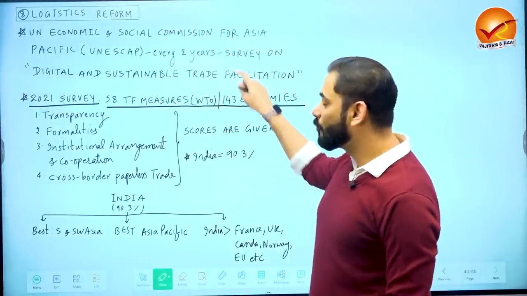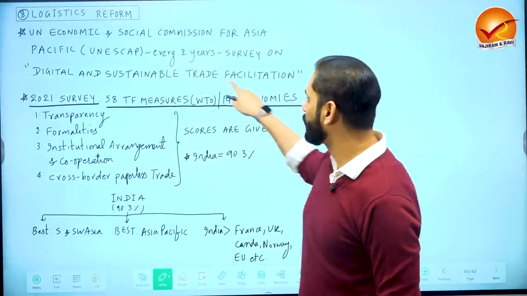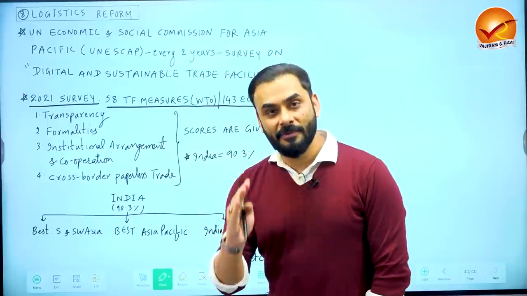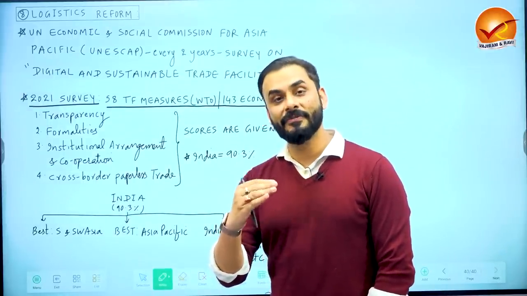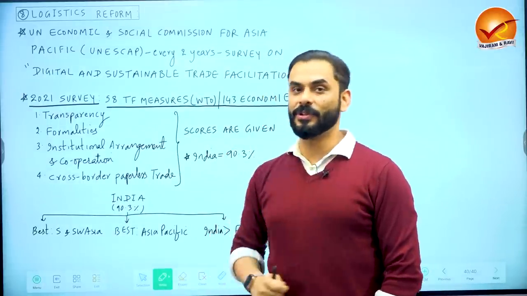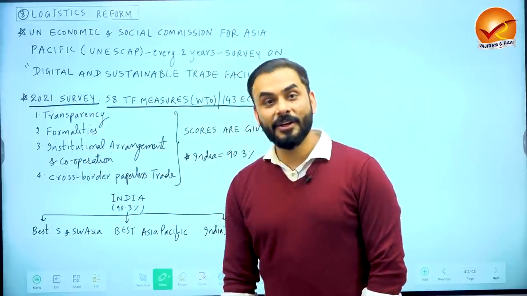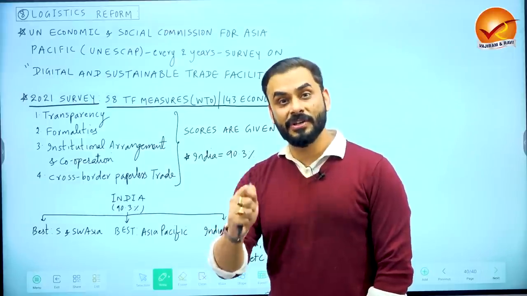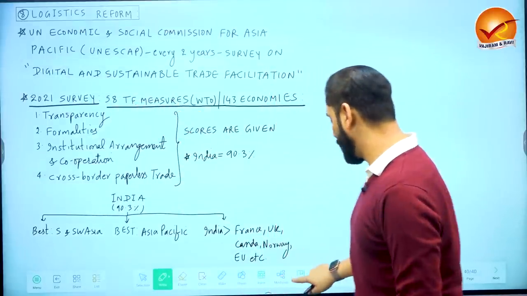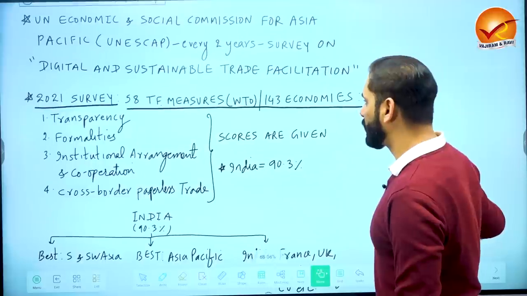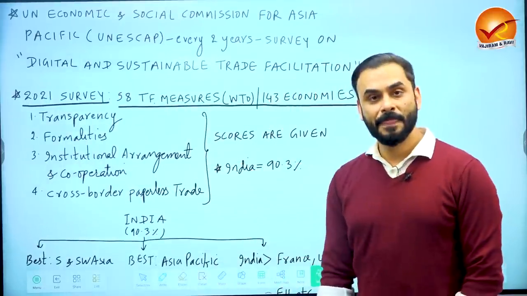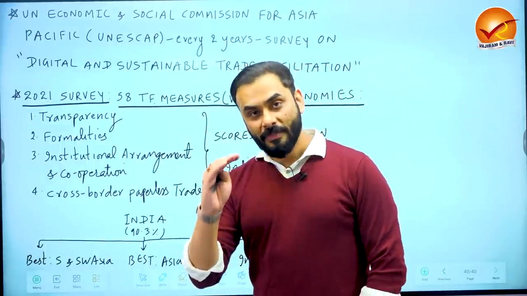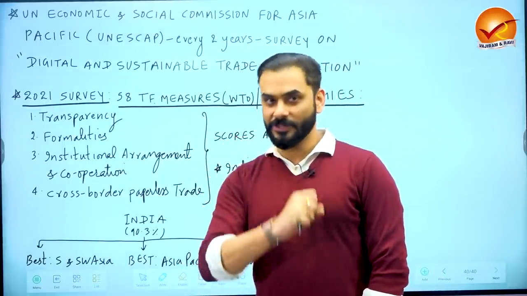So what do they do? Every 2 years, they do a survey on digital and sustainable trade facilitation, which means how many steps have been taken by a government to promote and facilitate trade. In the survey done in the year 2021, 58 trade facilitation measures were examined, right? How many trade facilitation measures? 58. Who gave these trade facilitation measures? WTO. According to WTO, governments should take 58 trade facilitation measures.